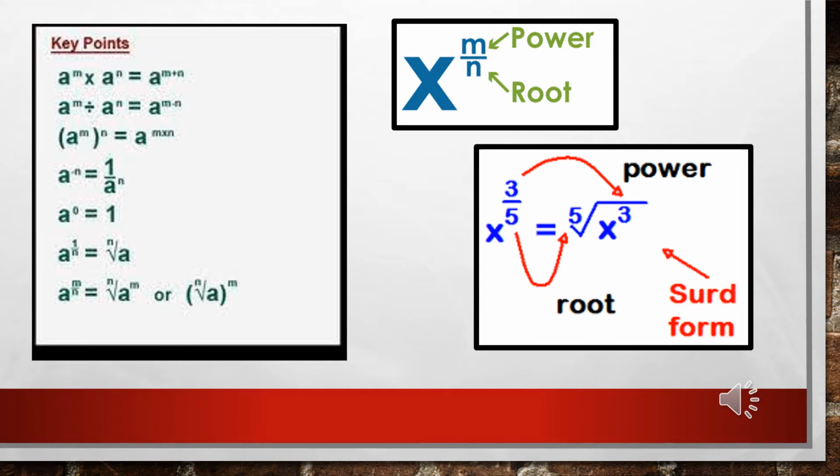So let's say x to the power of m over n: the numerator will be called the power, and the n will be the root.